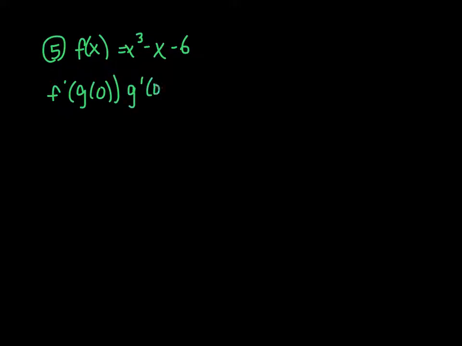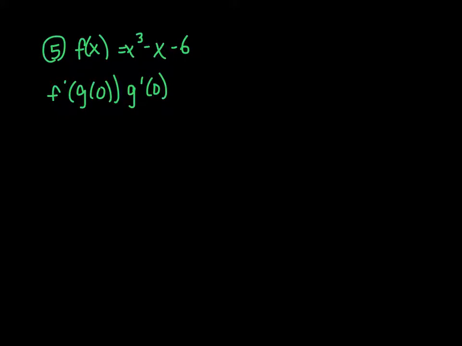Okay, the last one. Yay! So we have f of x, and that equals x cubed minus x minus 6. And they say that g and f are inverses. So here we go again. Now they're talking about finding f prime of g of 0, and then we want to multiply that by g prime of 0.